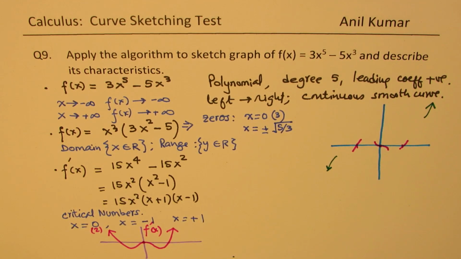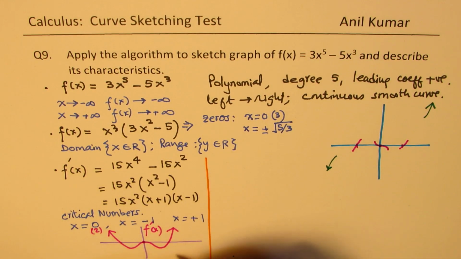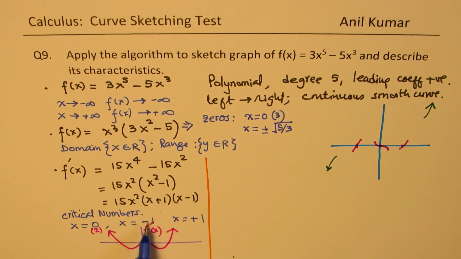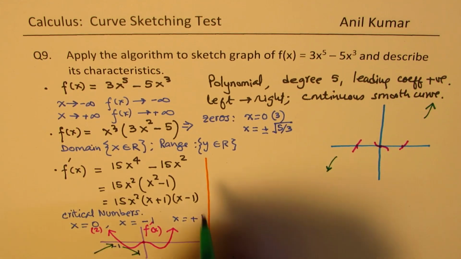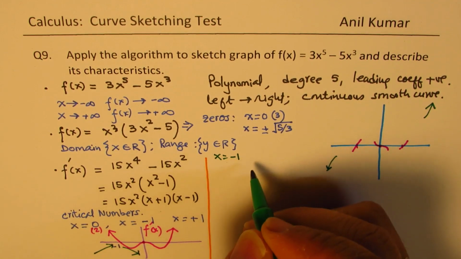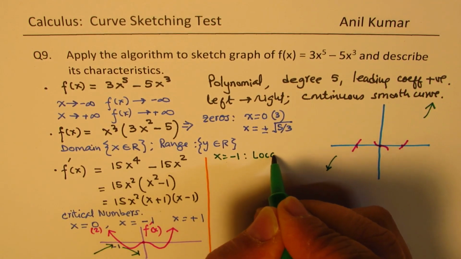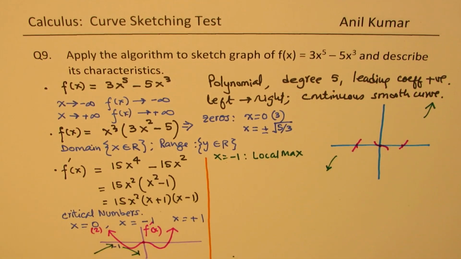Now, from the graph itself, you can say about the local maximum and minimum. So let me use this space. As you can see, at minus 1, the derivative changes from positive to negative. Positive means increasing, so the graph is increasing and then decreasing, correct? So at x equals minus 1, we have a local maximum, since the graph changes from increasing to decreasing. Is that clear to you?